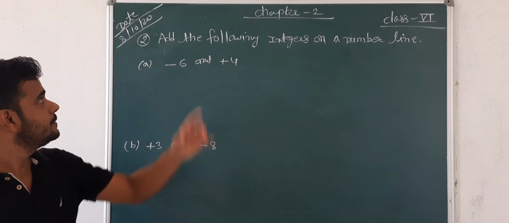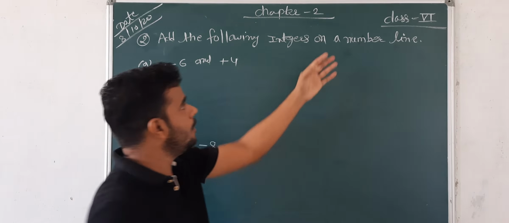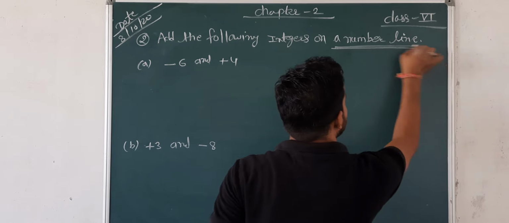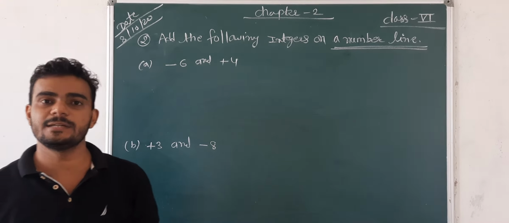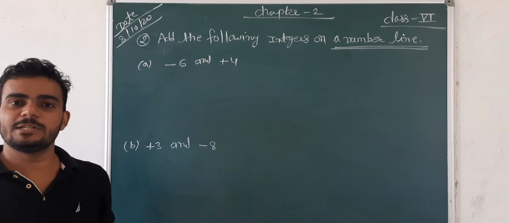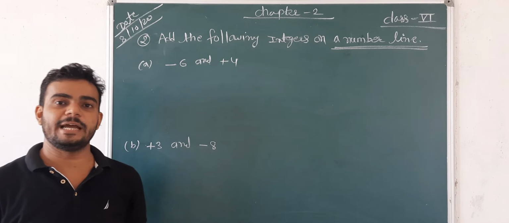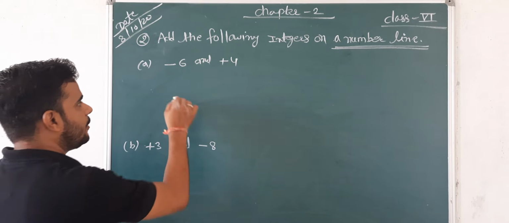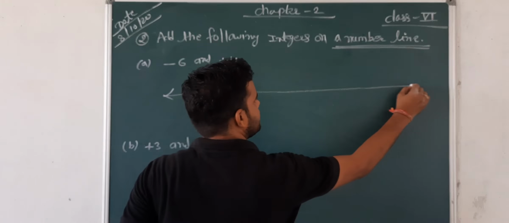Okay, so next question: add the following integers on the number line. It means in this question also you have to add the integers, but on the number line. It means first you have to draw the number line, afterwards add both of these. Okay, so first we will draw a number line. This is our number line.